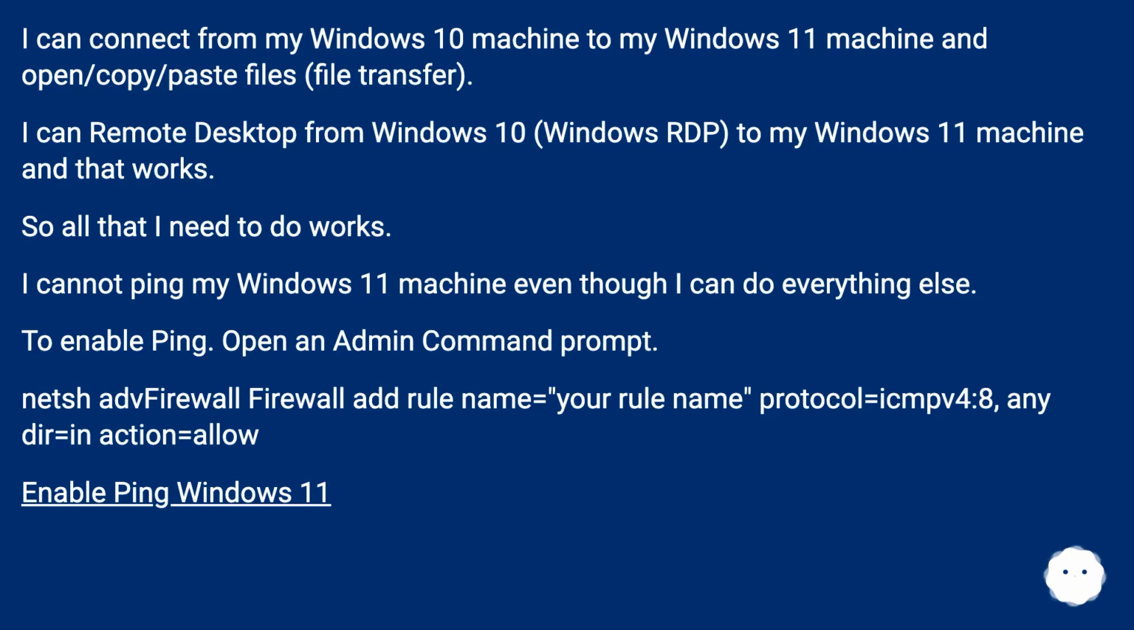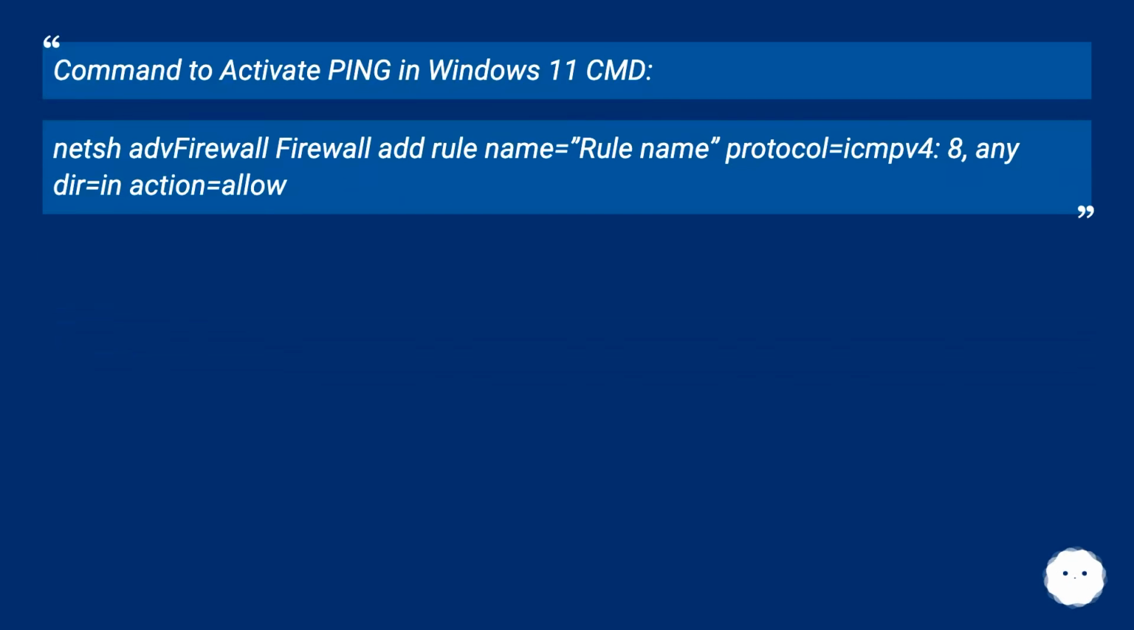To enable ping, open an admin command prompt. netsh advfirewall firewall add rule name="your rule name" protocol=ICMPv4:8,any dir=in action=allow. Enable ping in Windows 11: command to activate ping in Windows 11 CMD. netsh advfirewall firewall add rule name="rule name" protocol=ICMPv4:8,any dir=in action=allow.